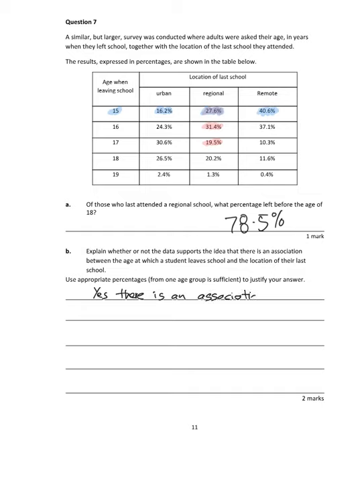Association between the age of leaving school. I spelled school wrong, I forgot the C originally. The age of leaving school, okay, and the area or the location that they attended school.